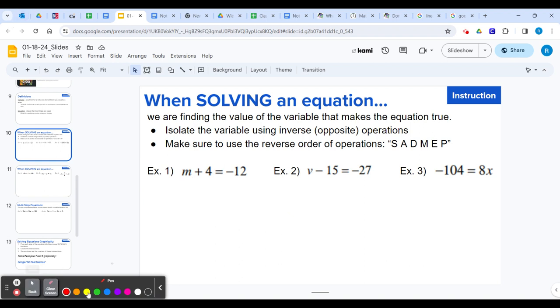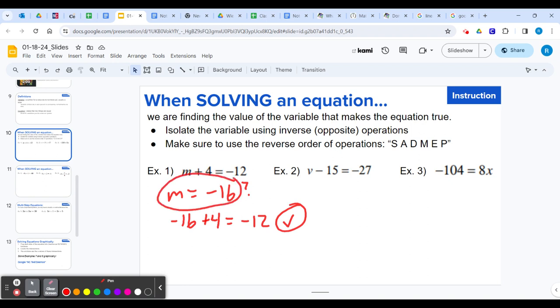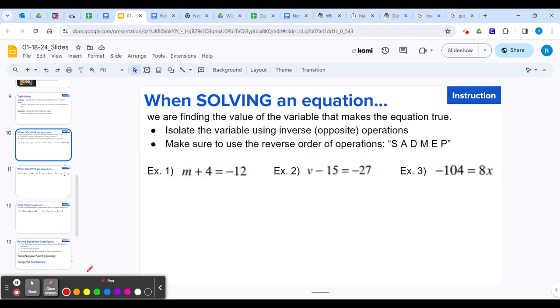However, if we wound up at an answer and say, let's say m equals negative 16, if I plugged in negative 16 and I added 4 to it, that would give me negative 12. So in that case, we would have an answer of m equals negative 16. That's what we're doing when we're solving. However, we want to actually go through this in a more systematic process.